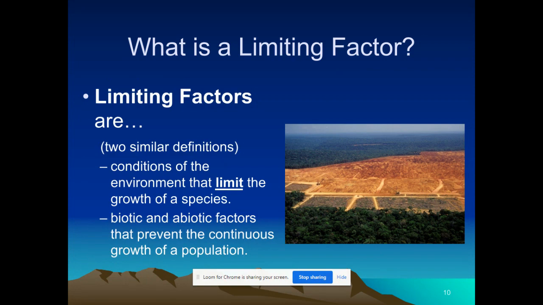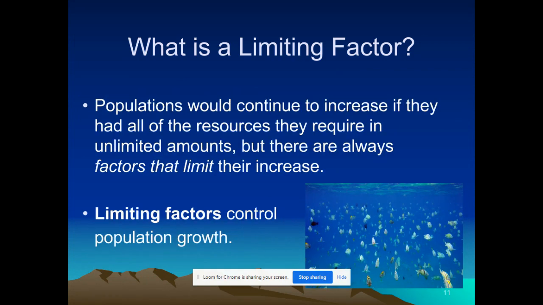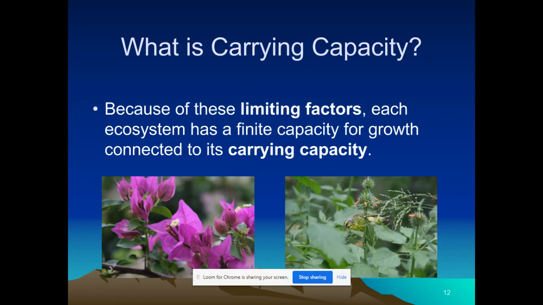This pandemic that we're in, that's a limiting factor. Population would continue to increase if they had all the resources they require in unlimited amounts, but there are always factors that limit their increase. And limiting factors control the population growth.